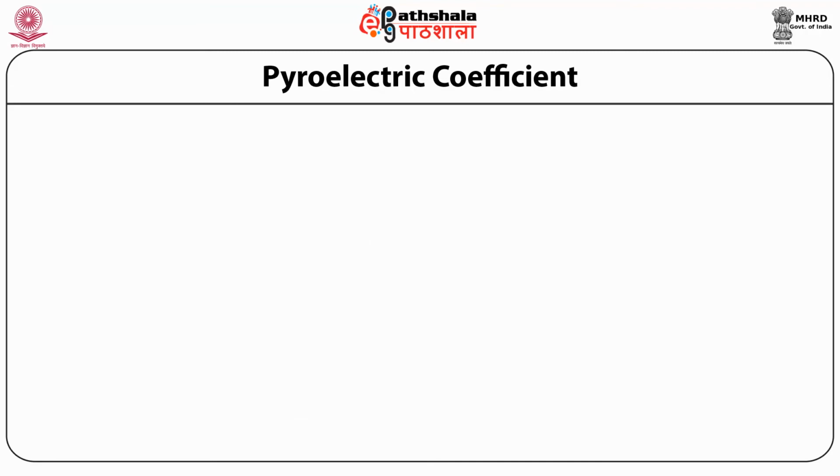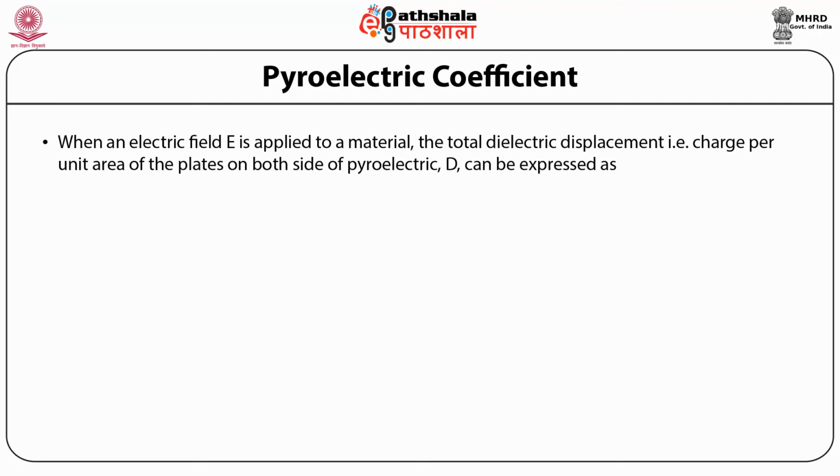Pyroelectric coefficient. From the fundamentals discussed previously, we can say that when an electric field E is applied to a material, the total dielectric displacement, that is, the charge per unit area of the plates on both sides of the pyroelectric, is D, and it is expressed as D equals epsilon naught E plus PS plus P induced, which is equal to epsilon E plus PS. Here epsilon is the permittivity of the pyroelectric material and PS is the spontaneous polarization.